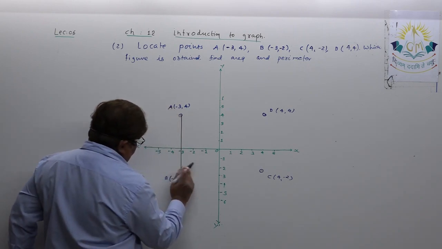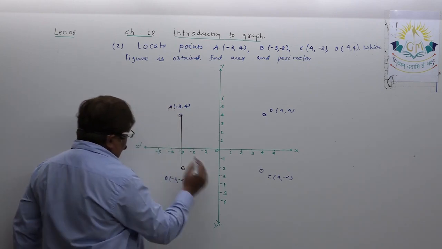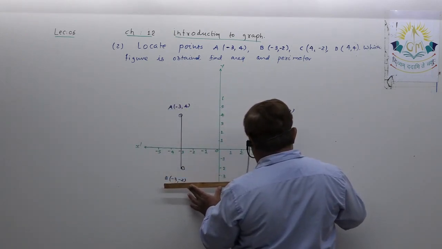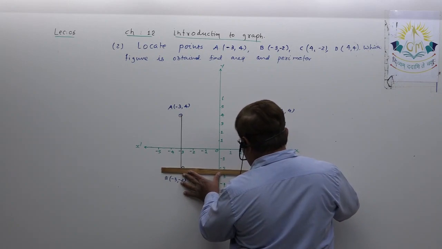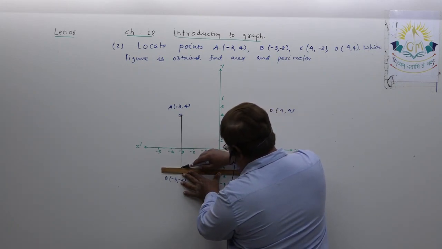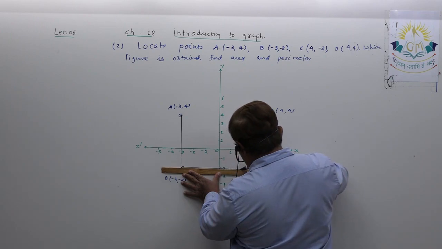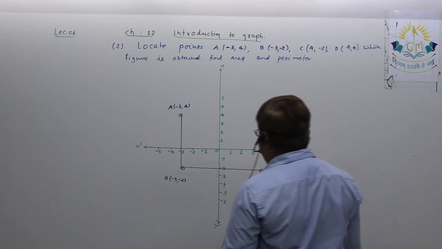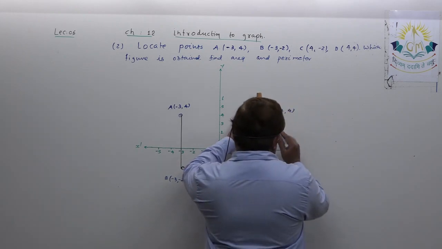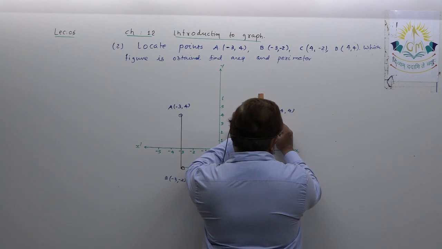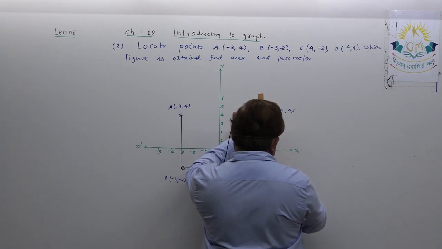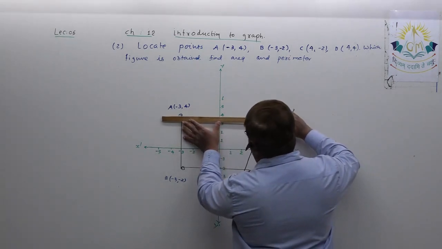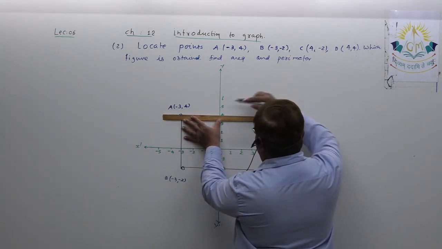Okay, little fluctuation, it's all okay. A to B. Then, dear student, B to C. Just join with me. B to C. Okay, this way. Then C to D. Okay, and then D to A.